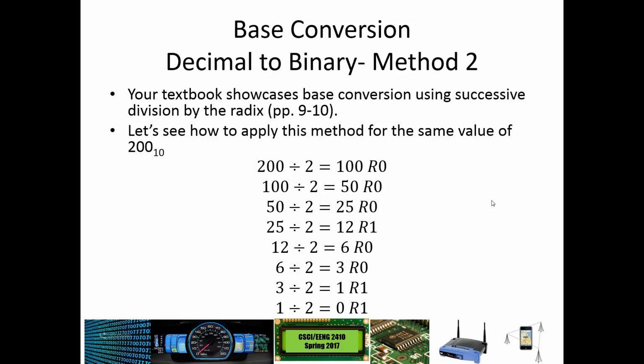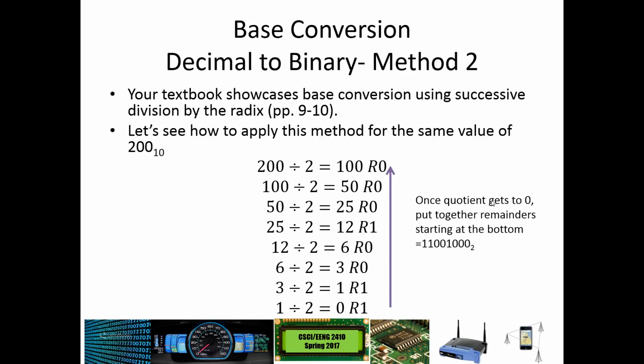There's also another way, and this is how your textbook shows you to do this. You can actually do successive division by the base. And so if we take 200, divide it by 2, and we're going to do long division format here, we get 100 with a remainder of 0. Then we take that 100, divide it by 2, we get 50 with a remainder of 0. And we follow on through 25, and then we get on to 12, and at that point we have a remainder of 1. And we keep going all the way until the quotient gets down to 0.